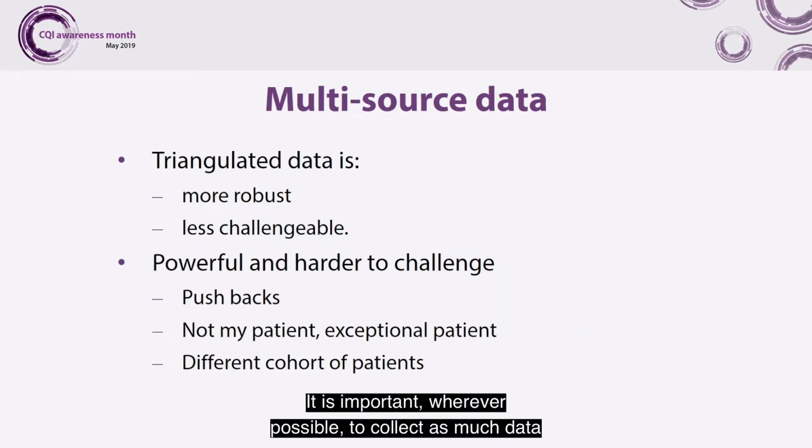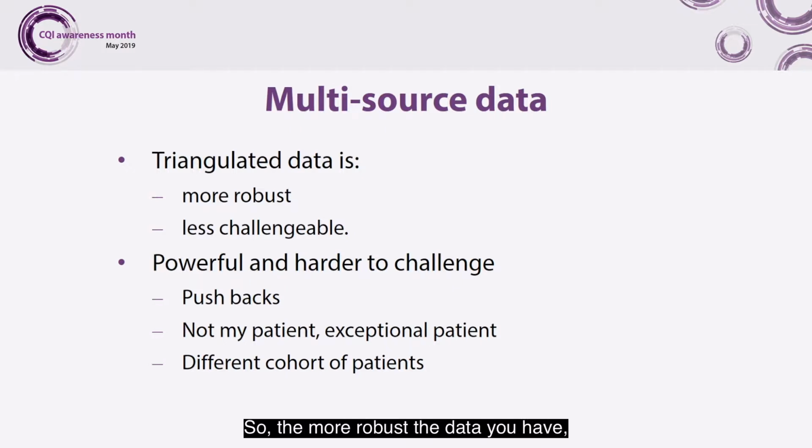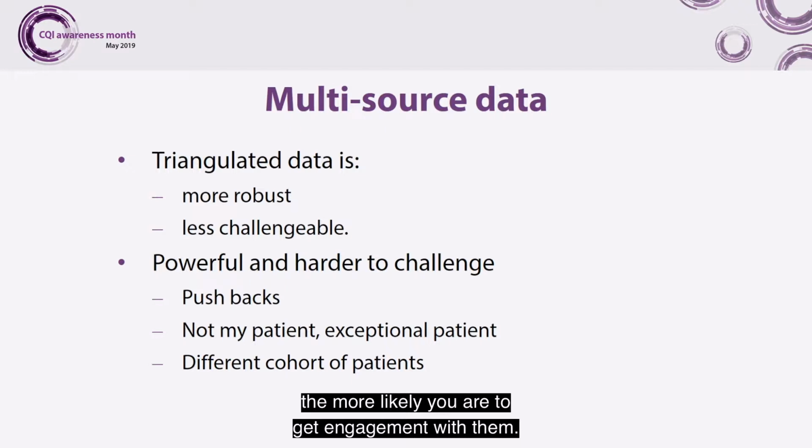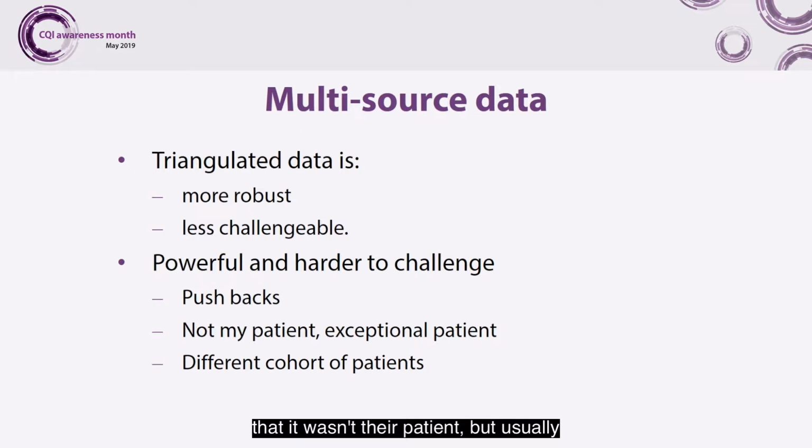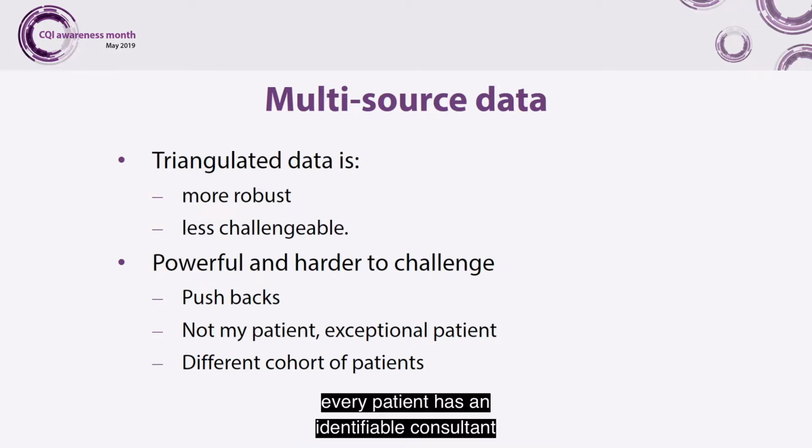It is important, wherever possible, to collect as much data from multiple sources as possible before embarking on your improvement project. Triangulated data is more robust and less easy to challenge. Clinicians, particularly where you are challenging certain aspects of their clinical behavior, will always find reasons why the data is unreliable and not applicable. So the more robust the data you have, the more likely you are to get engagement with them. You won't get the pushbacks from them. There will always be the excuse that it wasn't their patient, but usually every patient has an identifiable consultant for a clinical episode, so we can get around that.